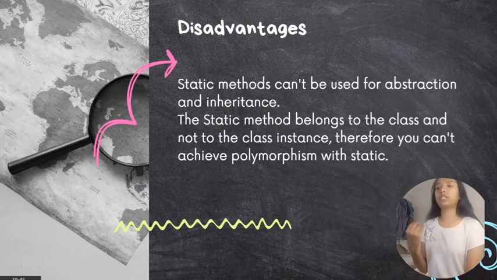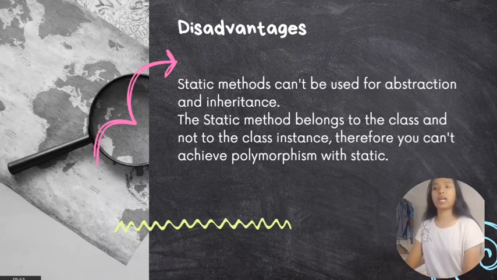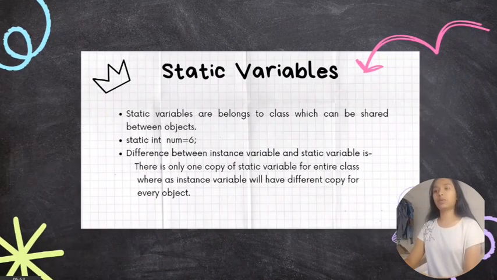So you cannot achieve inheritance, polymorphism, or any abstraction with the static keyword. Then we have static variables. So what is a static variable? Static variables belong to the class and not to the object, and we can share them between multiple objects.